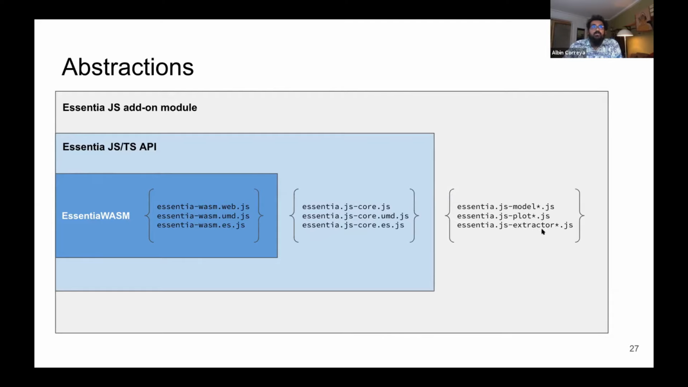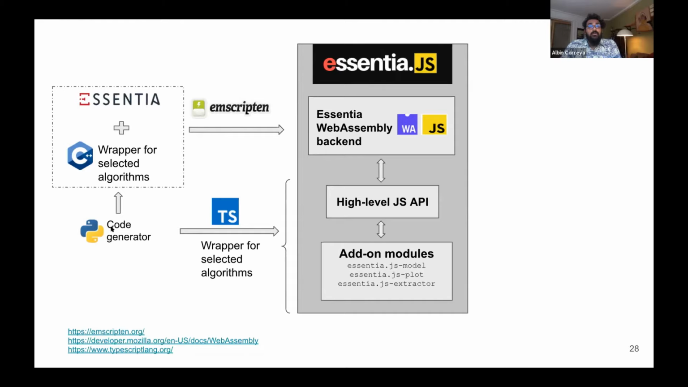So in a sneak peek of the architecture of the library, it's more or less how it is. If there's anything confusing, please ask me. So the main part, if you see my cursor, the main part is this code generator, which is a Python code. Since we have a lot of algorithms and the architecture of the Essentia native library doesn't allow you to automatically map the C++ to JavaScript, we need to create a custom wrapper for every algorithm. And this is generated using a Python script automatically.